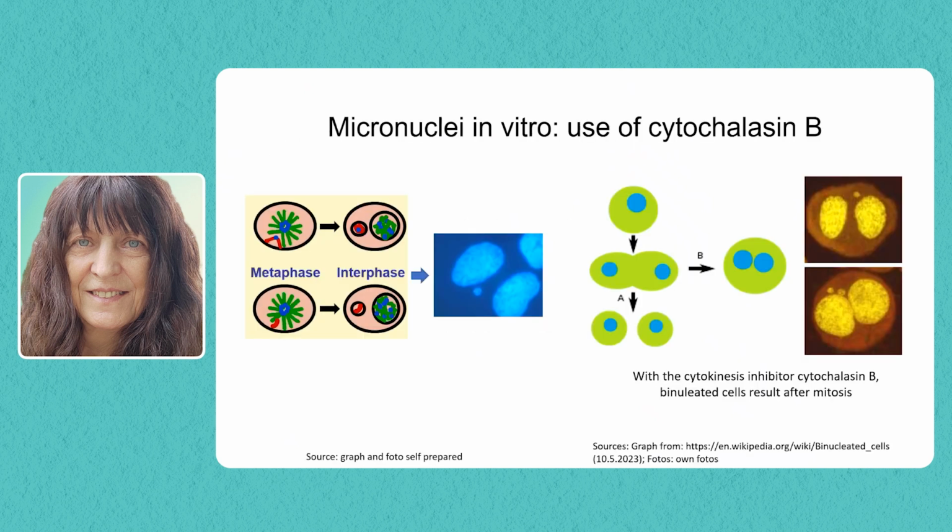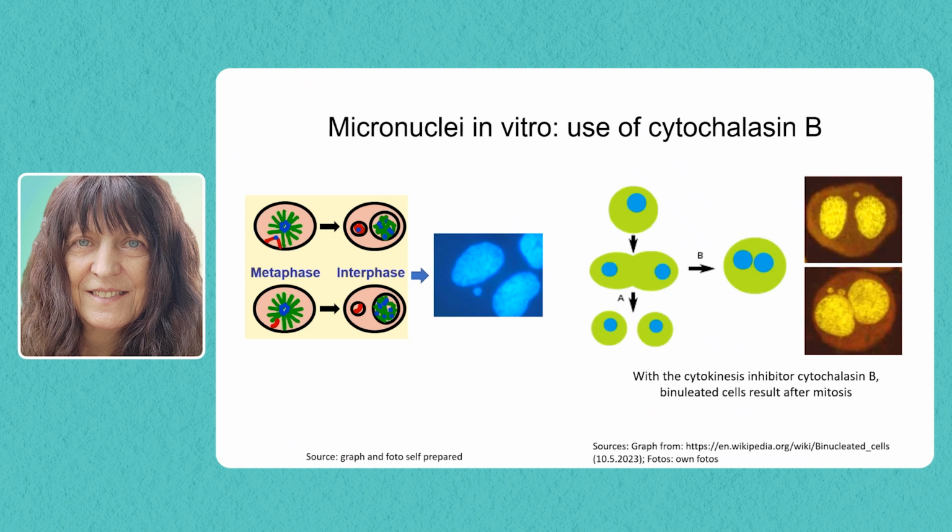So there's a specific thing about the micronuclei in vitro. You can use cytochalasin B. And what does it do? Cytochalasin B is a cytokinesis inhibitor. So we remember this picture here where just a single nucleus in a new cell has a micronucleus. But what happens is that the cell goes through mitosis, and usually you get these single cells, and one of them may have a micronucleus.